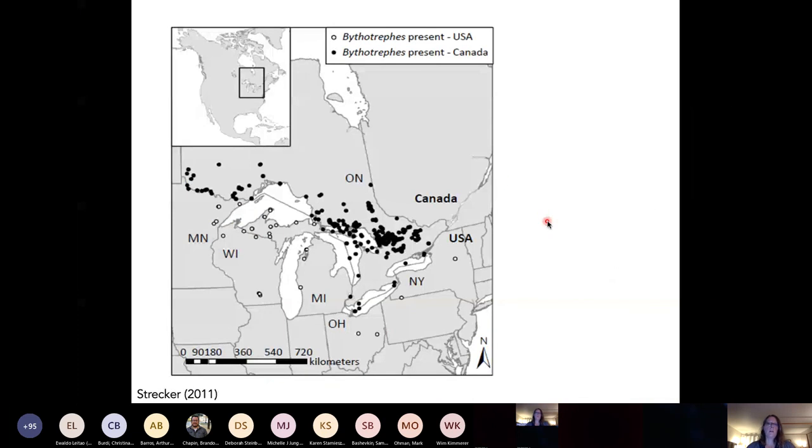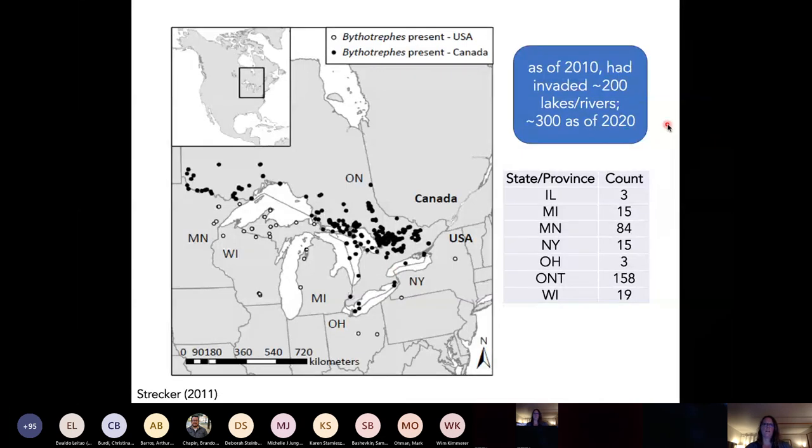So this map, this was again in the chapter that I was talking about. It's a little bit out of date, but shows the distribution in the US, the white circles, and then in Canada, the black circles. Certainly Ontario was the early invasion front for this species, but it has moved to a number of states. At the time that I did this, there were about 200 lakes and rivers that had been invaded. I did a quick update just last week, and there are now about 300 invaded systems. And we see that it has expanded its range in Michigan, Minnesota, New York, and definitely in Ontario and Wisconsin as well.